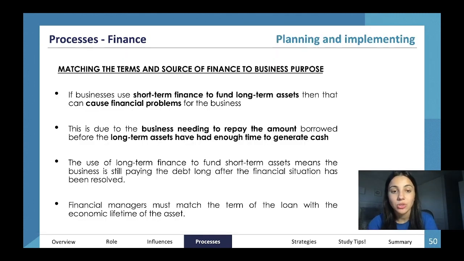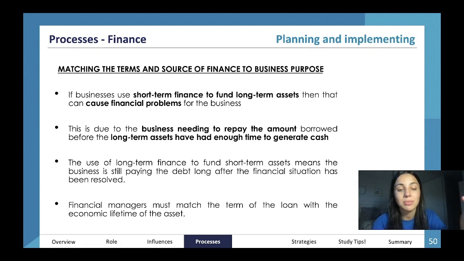And the last one we're going to go to before we get to the ratios is matching the terms and source of finance to business purpose. Again, this is another dot point that a lot of my students just forget about, and I don't even blame them because I'm like, oh, this is a dot point. But this again very much links to influences, and that's why I think that the finance syllabus is very interlinked. So what it's saying is if businesses use short-term finance to fund long-term assets, then it causes financial problems for the business.